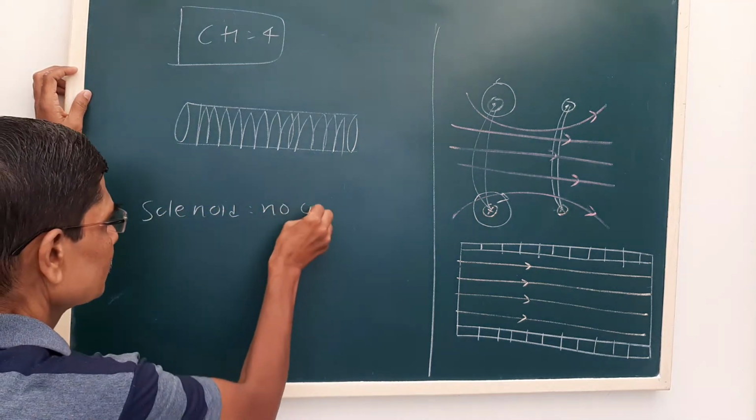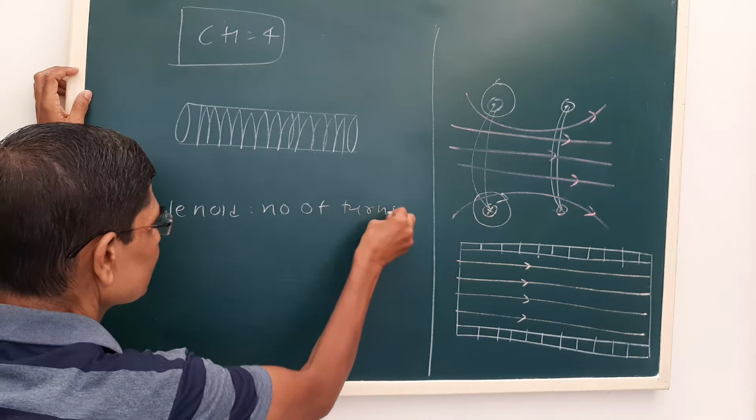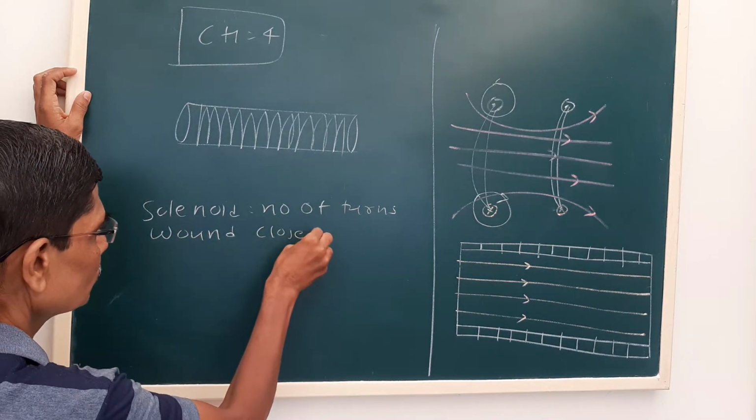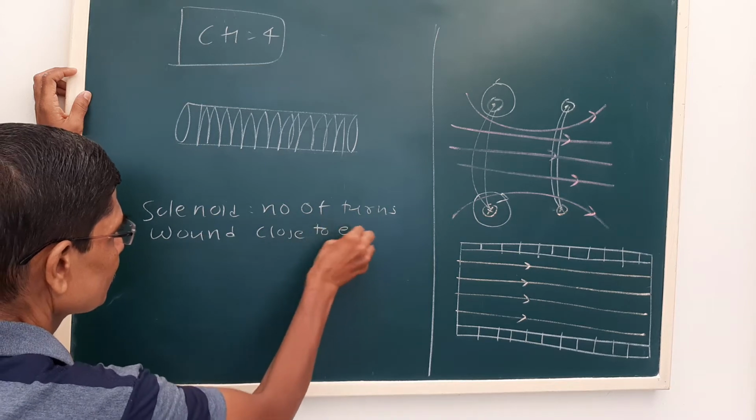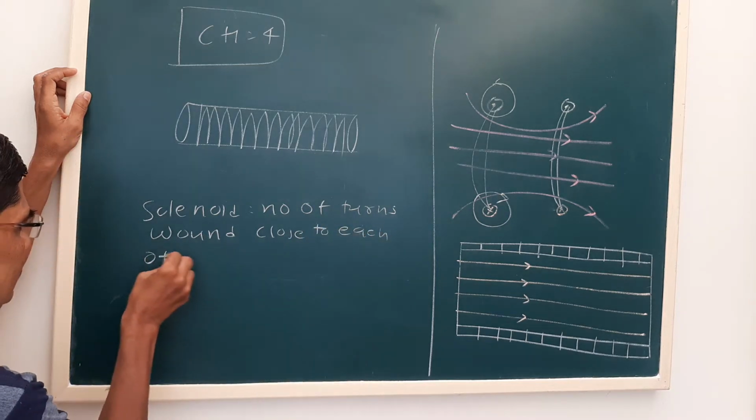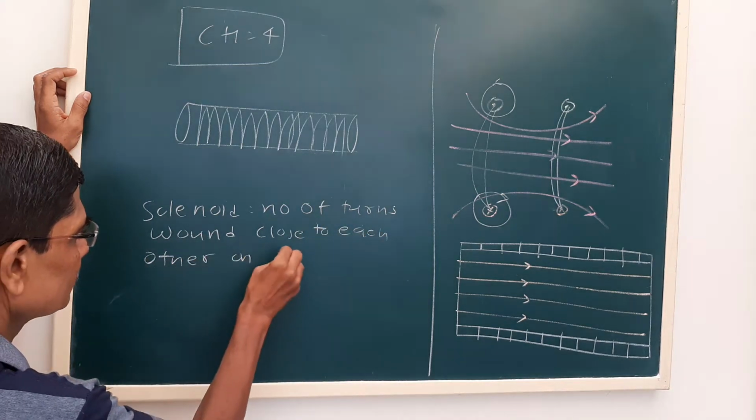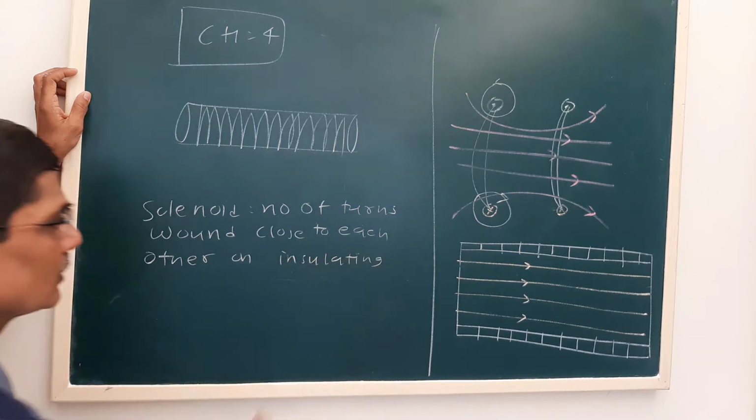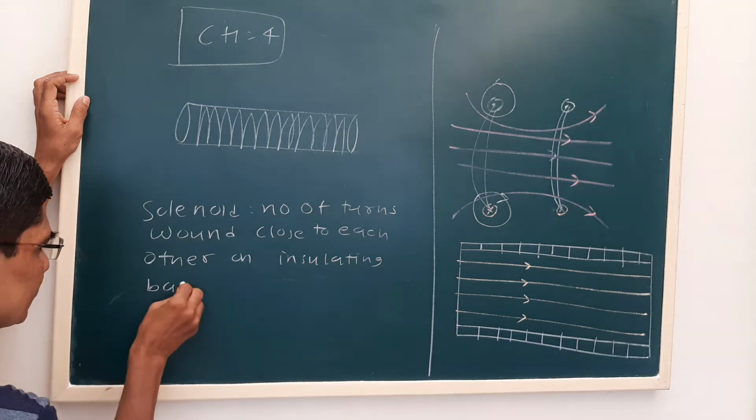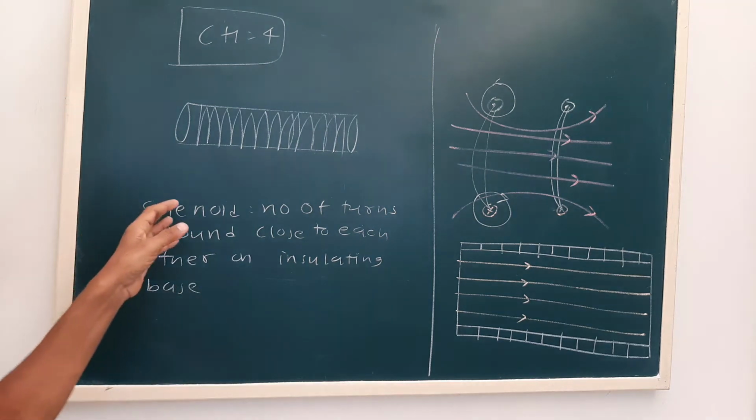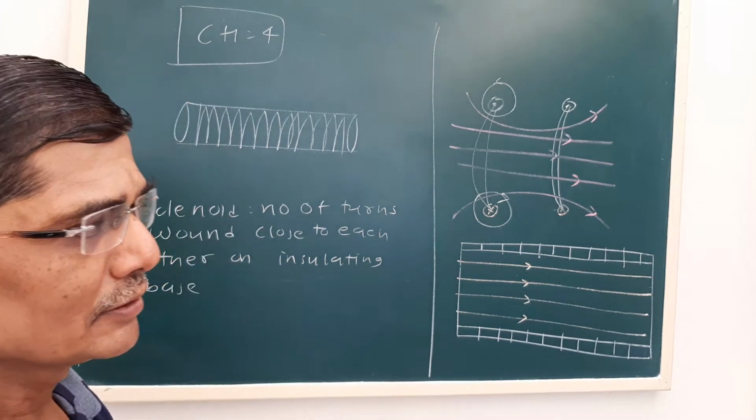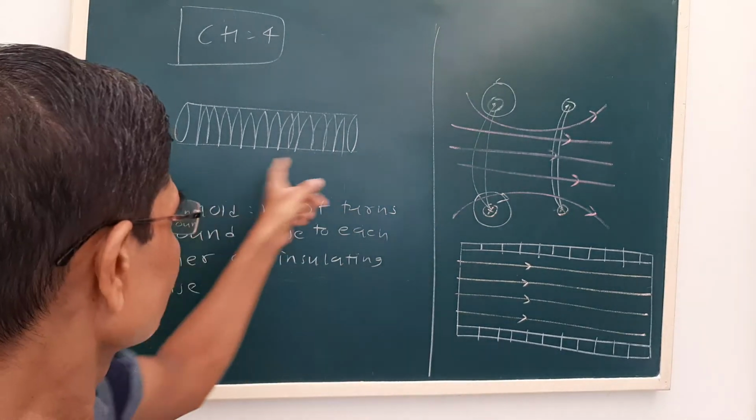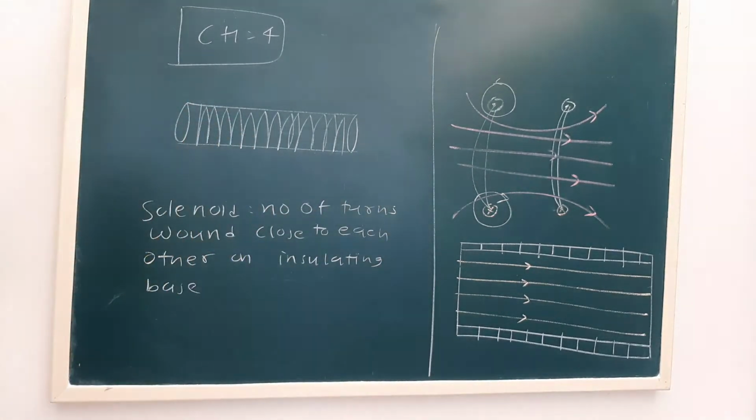is a number of turns wound close to each other on an insulating or non-conducting base. So we can consider a solenoid as a number of circular rings, but wound on an insulating base.